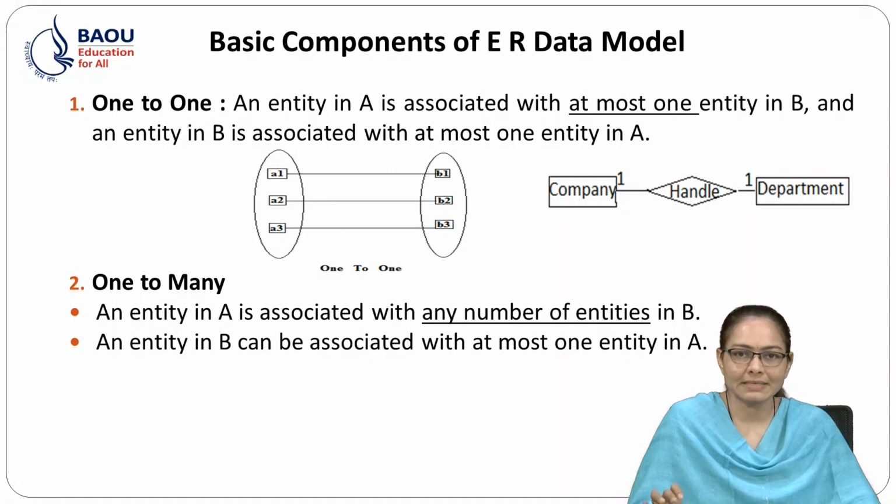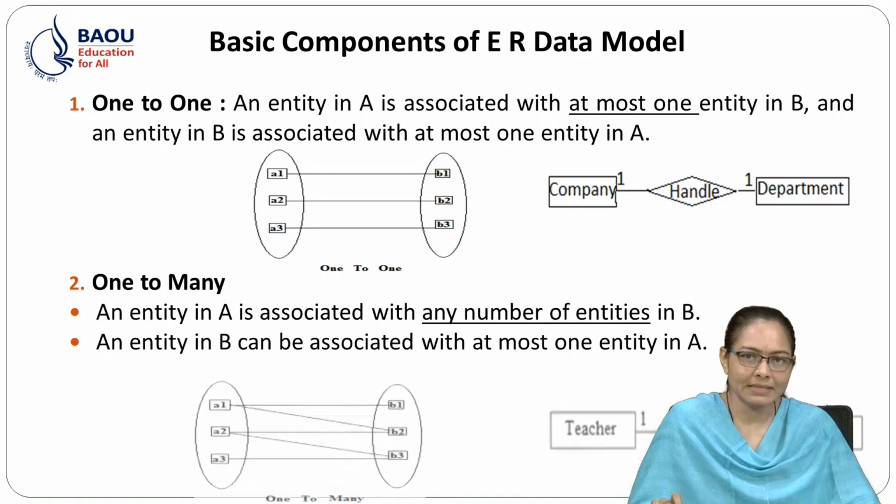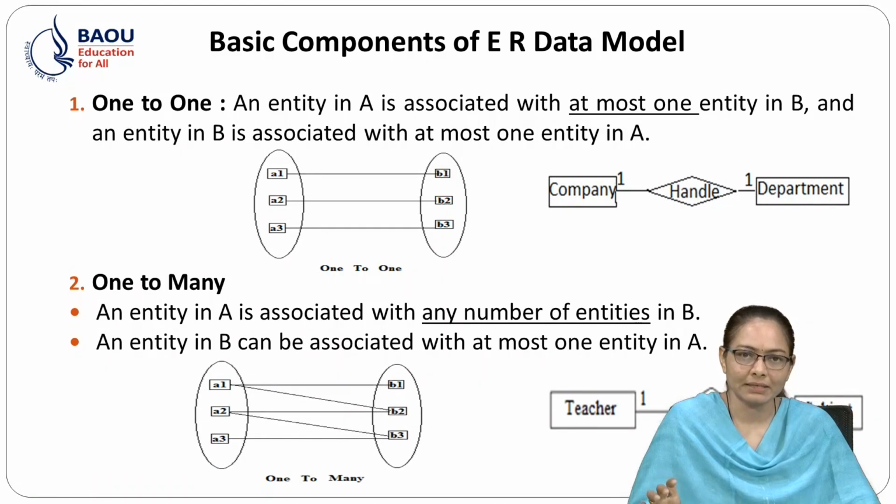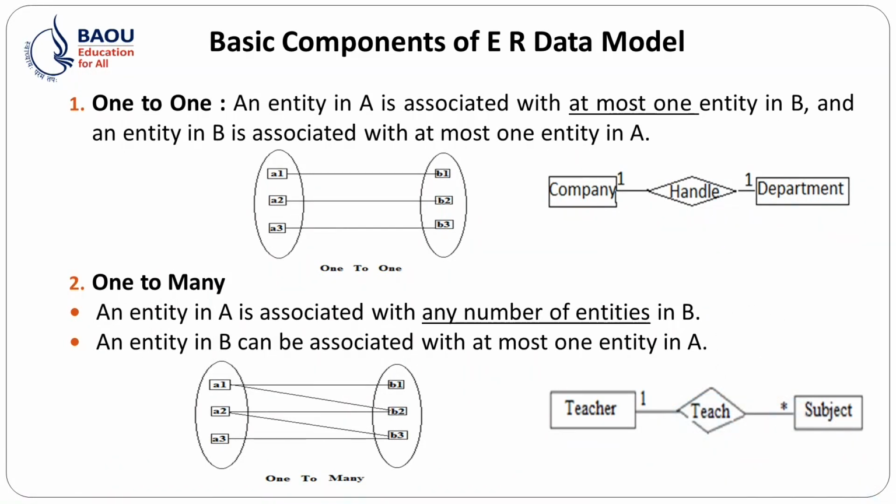The entity set in A is associated with any number of the entities in B, and entity set B can be associated with at most one entity in A. For example, one teacher teaches many subjects is called the one to many relationship.